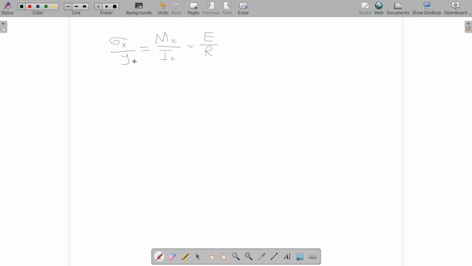So what are each of these quantities? y is the vertical distance from the neutral axis, sigma x is the bending stress, M is the moment at the particular section we are considering, and I is the area moment of inertia about the neutral axis of the cross section, and E is the Young's modulus of the material of beam, and R is the radius of curvature. So this particular formula is often quite useful in solving problems.